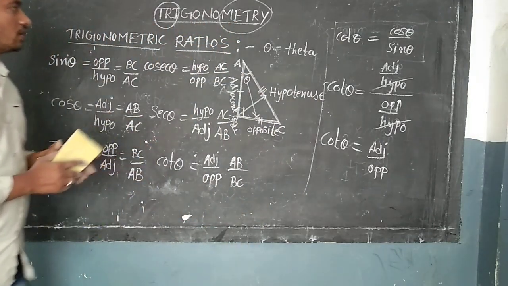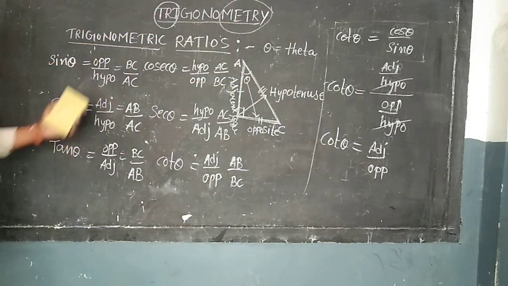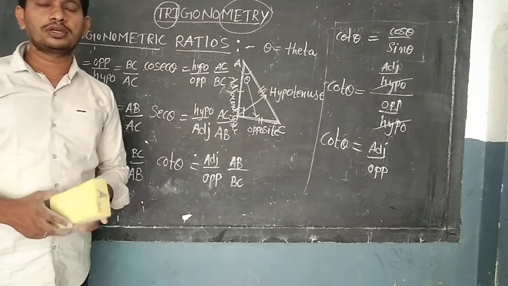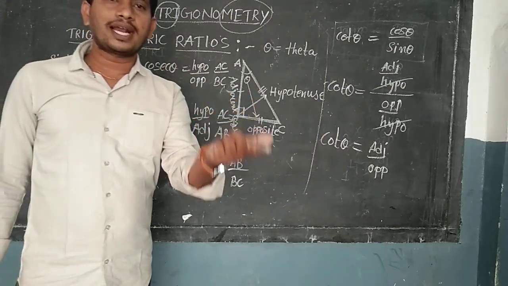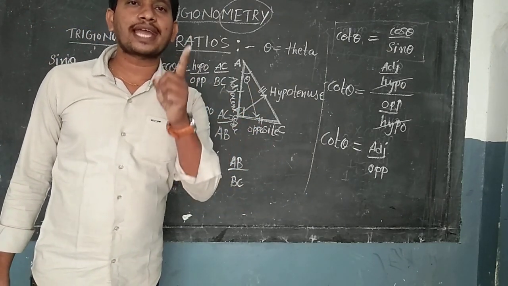Okay, so we discussed trigonometric ratios. Trigonometric ratios are nothing but ratios of sides of a right angle triangle with respect to its acute angles.